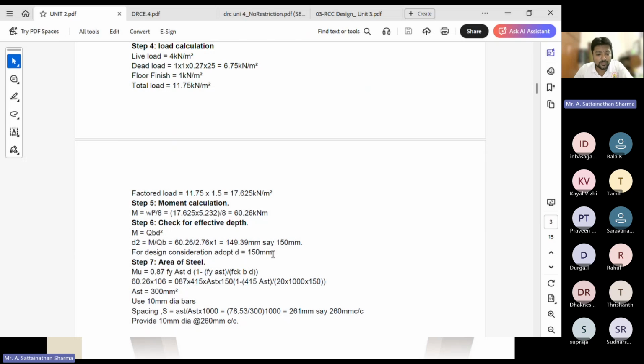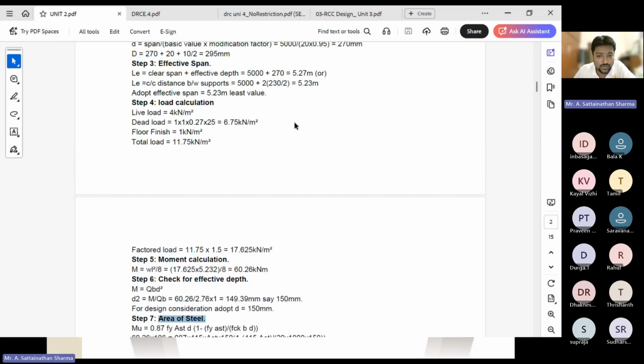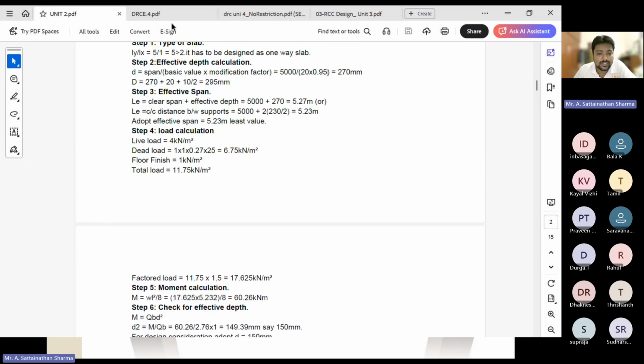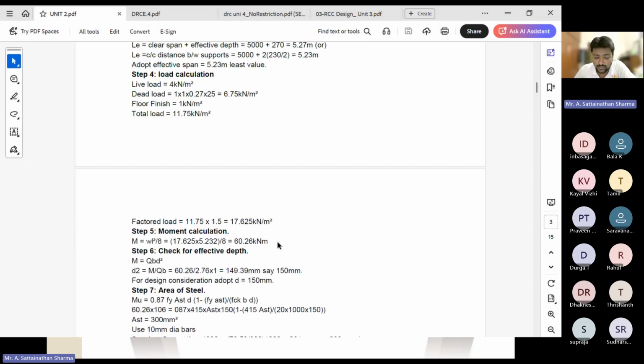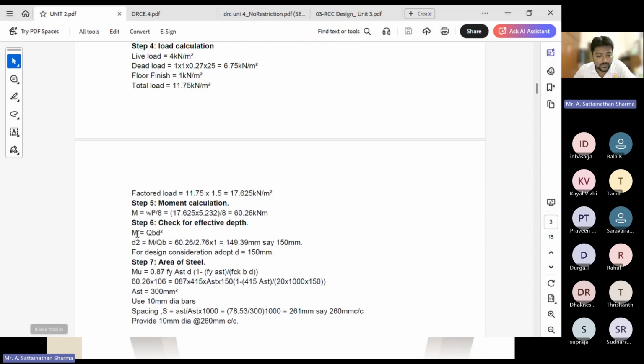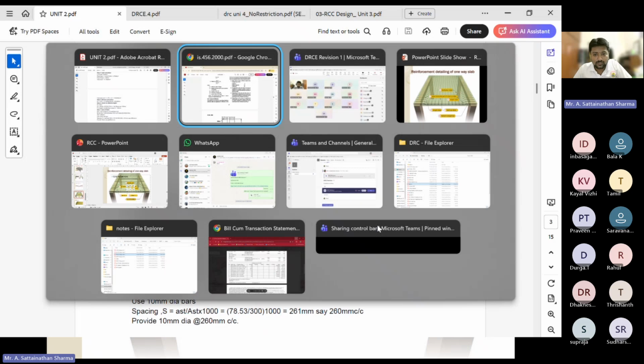After moment, the next step is to calculate the Ast, right? Before going to this Ast, you have to check whether the depth you have calculated here is correct or wrong, whether it is sufficient or not sufficient. You have to check it, right? You can see the formula here, M equal to Q B D square. This Q is nothing but 0.138 fck B D square. If I have a calculator, I'll show you.